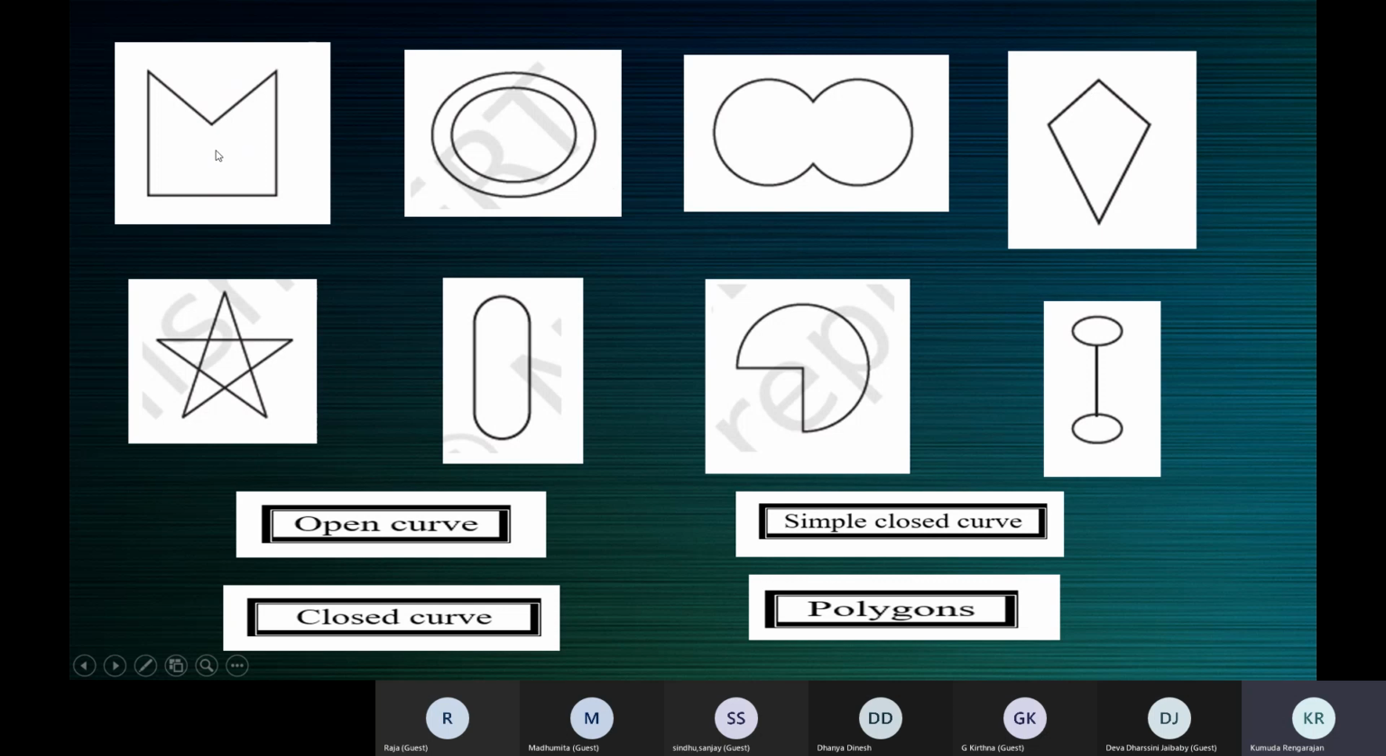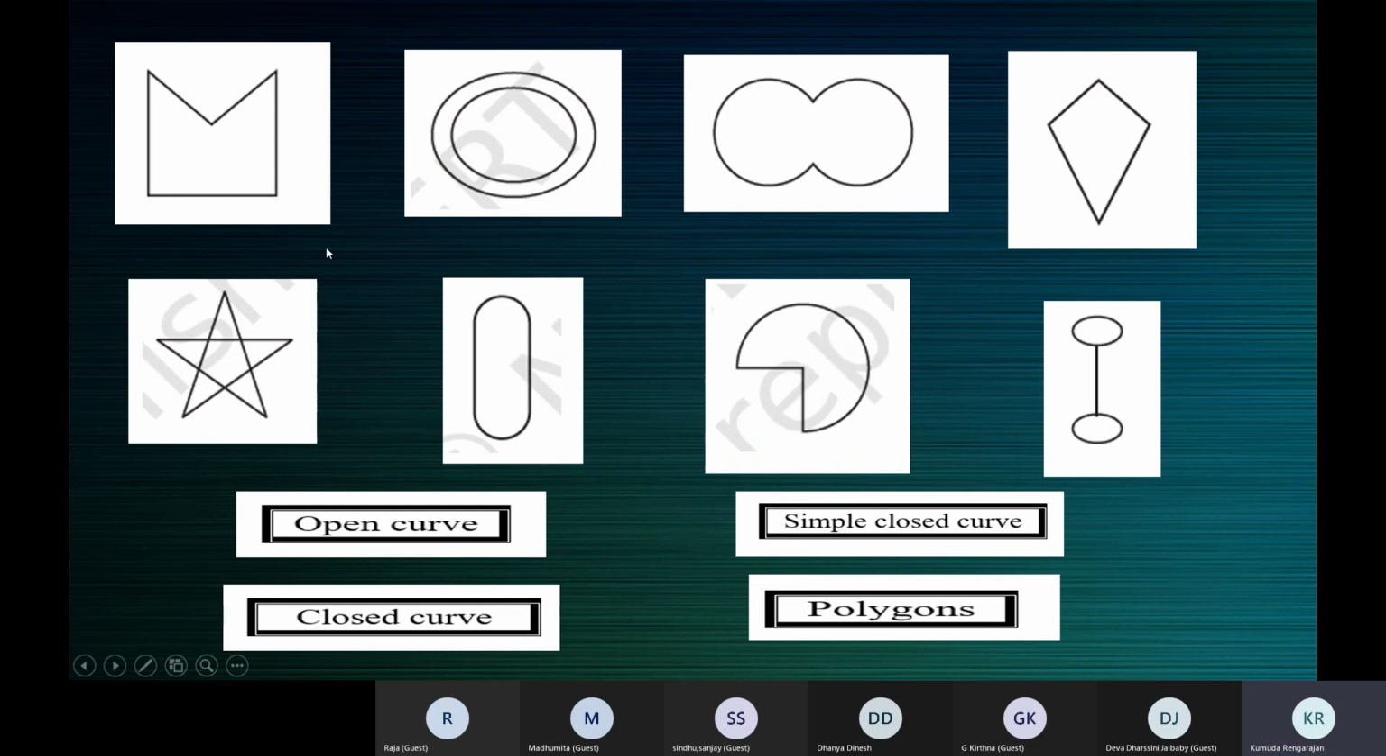Now, supposing you're given this figure and asked, is this a simple closed curve? Yes, you must say, yes, it is a simple closed curve. Don't say it's a polygon. So I said false for, is it a simple closed curve? True, it is a simple closed curve. Furthermore, it is a polygon.